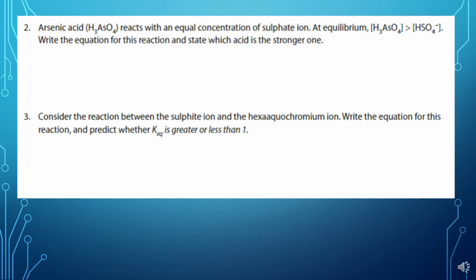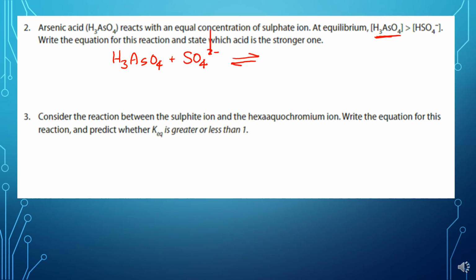Okay, second to last question here, we have arsenic acid reacting with an equal concentration of sulfate ion. And at equilibrium, we're told that the H3AsO4 is in greater concentration than the hydrogen sulfate ion. Write the equation for this reaction and state which acid is the stronger one. So with this one, if you go to the chart, you'll find that not everything is found on the chart. So we're going to have to do a little bit of detective work, figure out what's going on to have these results.